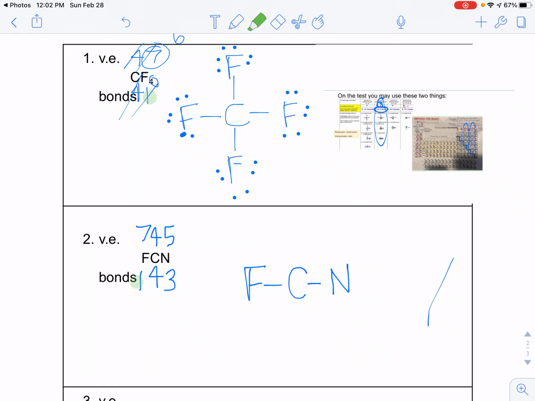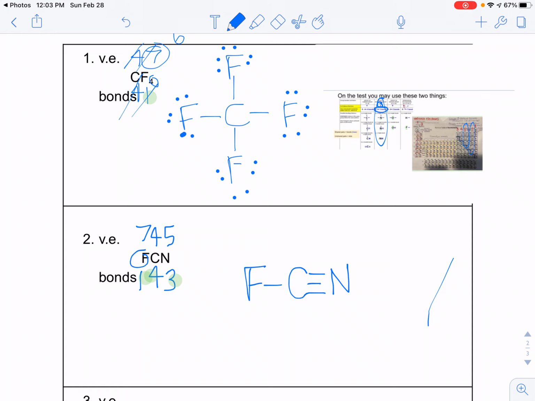Looks like F needs 1, and here I see F with 1. That's good. Carbon needs 4, whoops, and it only has 2. So that's a problem. And so what about N? N has 3, and it only has 1. So carbon needs 2 more to get to 4, and N needs 2 more to get to 3. So that means I'm going to add 2 more bonds here, turning it into a triple bond. So that's it, and you'll get full credit for that, but let's talk about the dots.